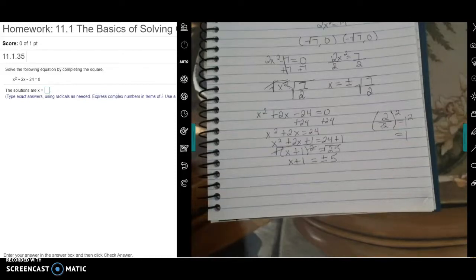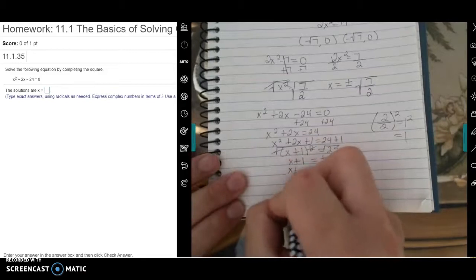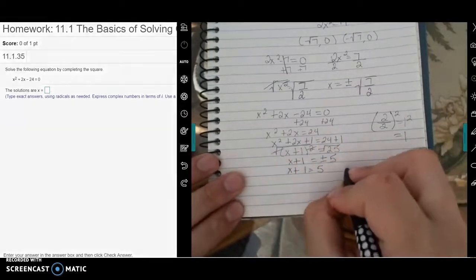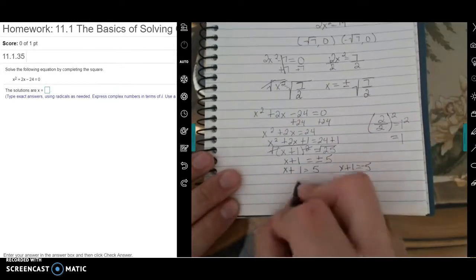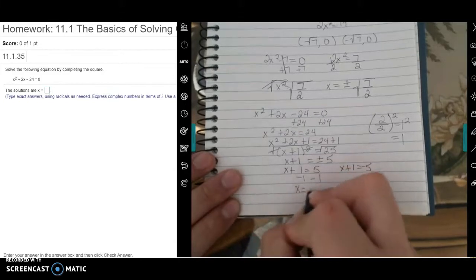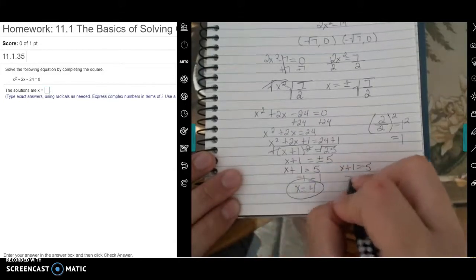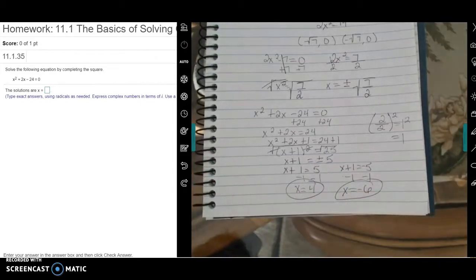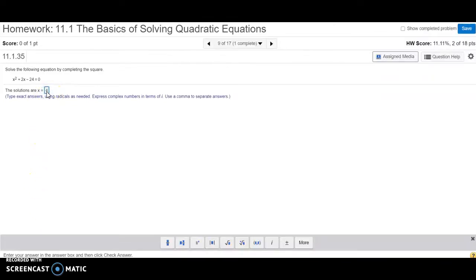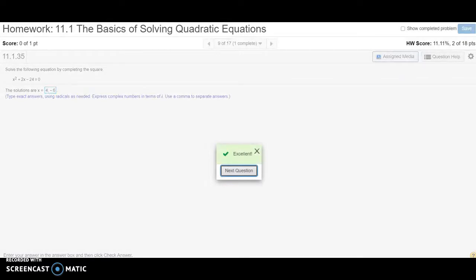So this is what's going to now give me my two answers. So we have x plus 1 equals positive 5. We have x plus 1 equals negative 5. And now we want to solve each one of those for x. So here we're going to subtract 1, subtract 1. So x equals 4. Subtract 1, negative 5 minus 1. So x equals negative 6. And there's my two x values. So 4 and negative 6. And that's how you solve these by completing the square.